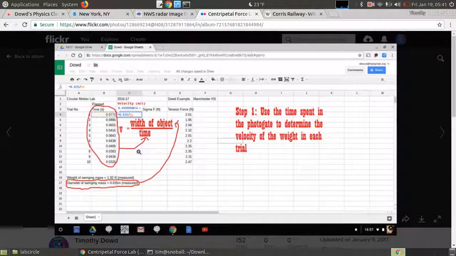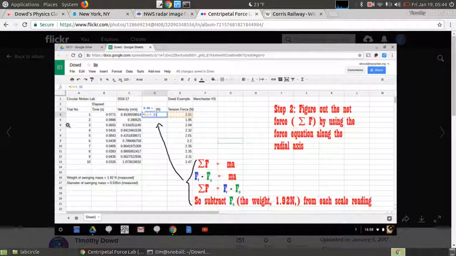So the first step, once you have all your data in a spreadsheet, notice I have elapsed time here and tension force here, is to calculate your velocities. So velocity is distance divided by time. My width was 3.5 centimeters or 0.035 meters. So in this column I'm doing equals 0.035 divided by the time, in this case B4, because that's the location of my first time. I'll hit enter and then I'll click and drag down and I'll have all my velocities.